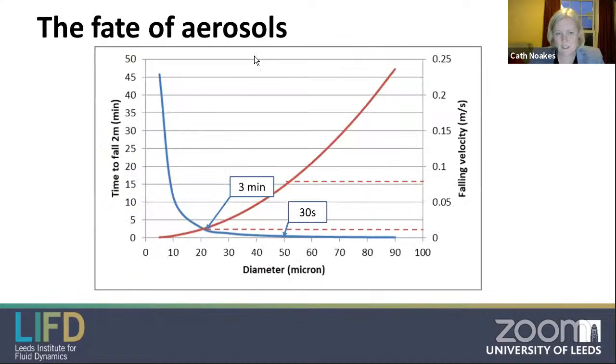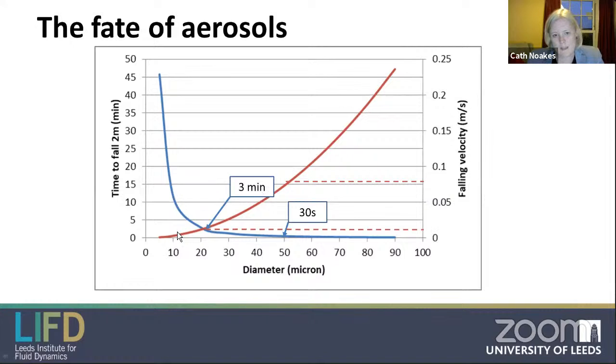And to just illustrate this, this shows some simple calculations of settling time in still air. So the blue line is the time it would take to fall for particles of different diameters. So a 50 micron particle would take 30 seconds to fall 2 meters. A 20 micron particle would take 3 minutes to fall 2 meters.